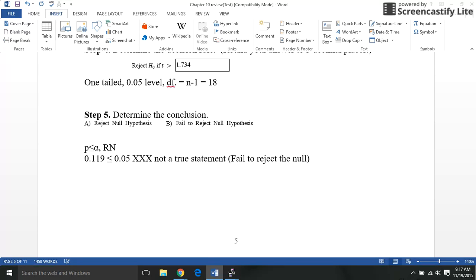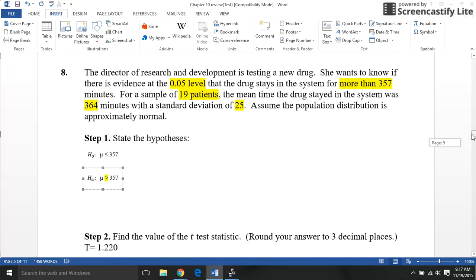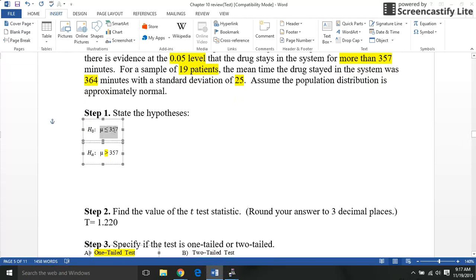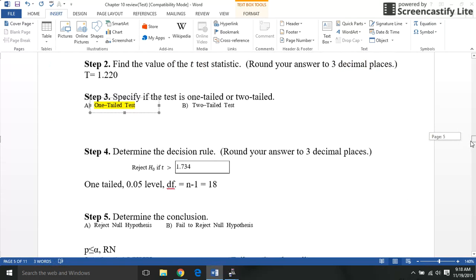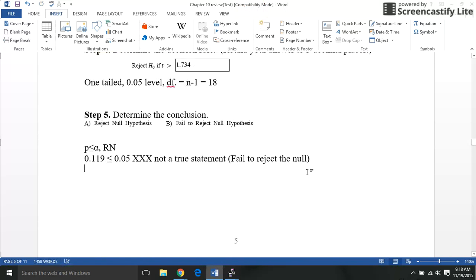All right, so let's go up here and look and see what that means then. So if I fail to reject the null, it means that the mean is less than or equal to 357. So I'm going to put that right here. So that is my true statement. Okay.